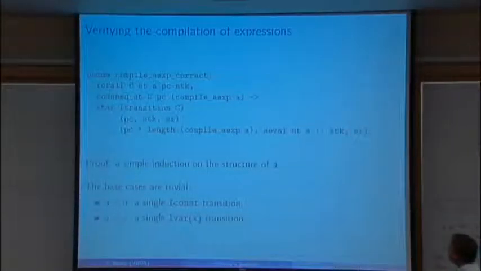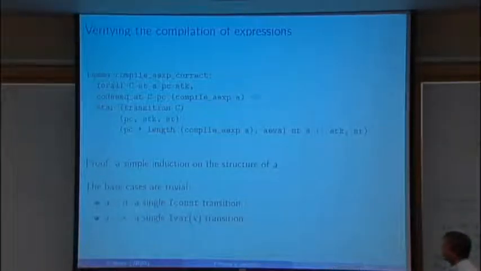And then now what we can state is the following. We have a big piece of code C, and at PC, it contains exactly the instructions obtained by compiling A. Then we can do 0, 1, or several transitions from PC, any stack, any state, to PC plus the length of that code, the value of that expression const the stack and the state. And so the proof is a simple induction on the structure of A.